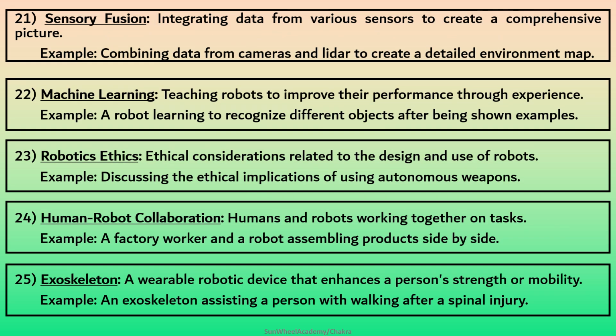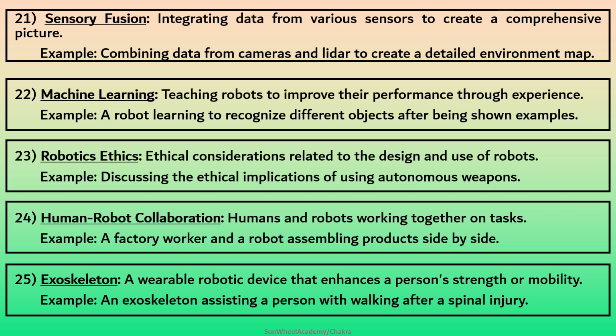21. Sensory fusion, integrating data from various sensors to create a comprehensive picture. Example: combining data from cameras and lidar to create a detailed environment map. 22. Machine learning, teaching robots to improve their performance through experience. Example: a robot learning to recognize different objects after being shown examples.